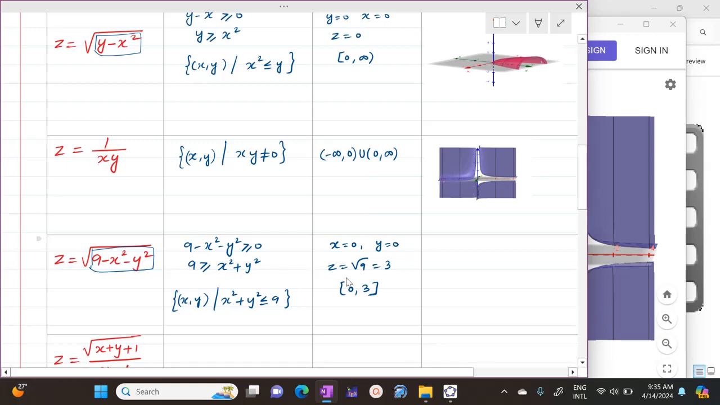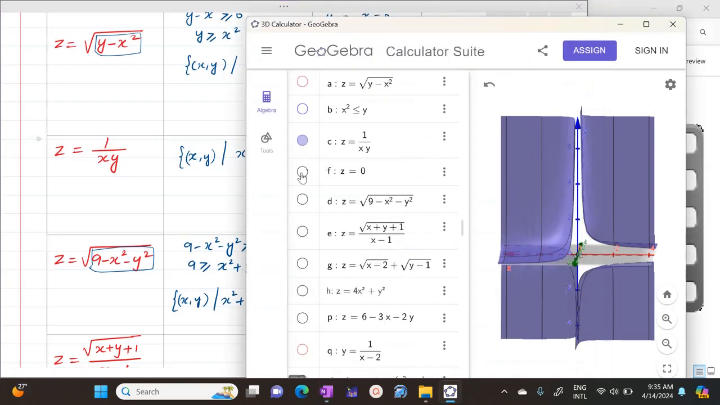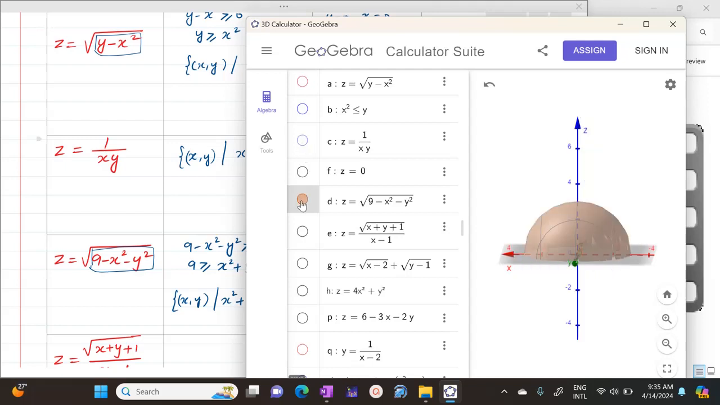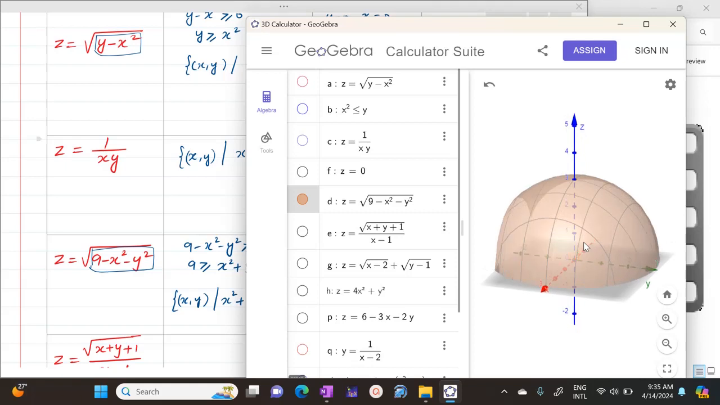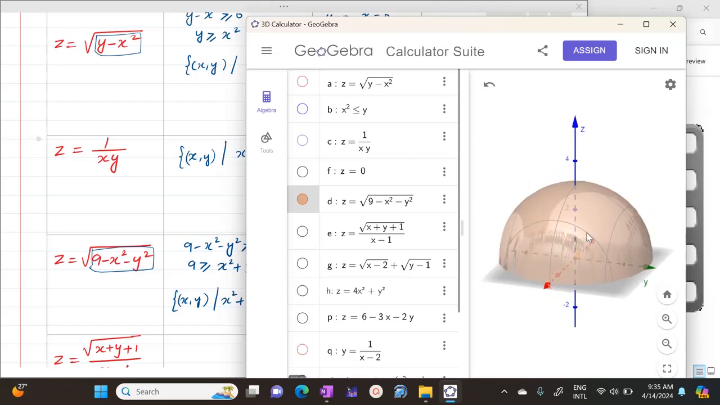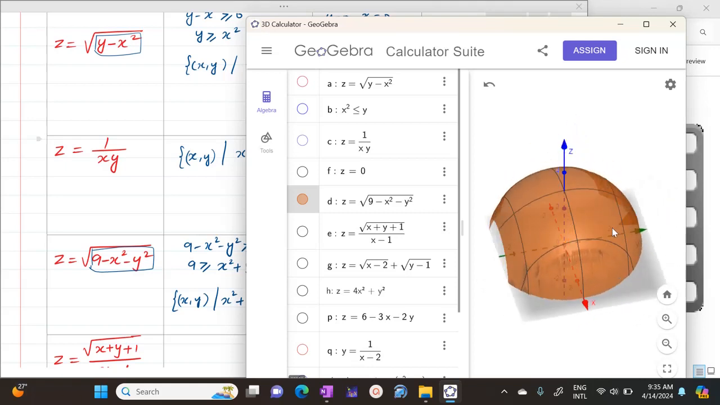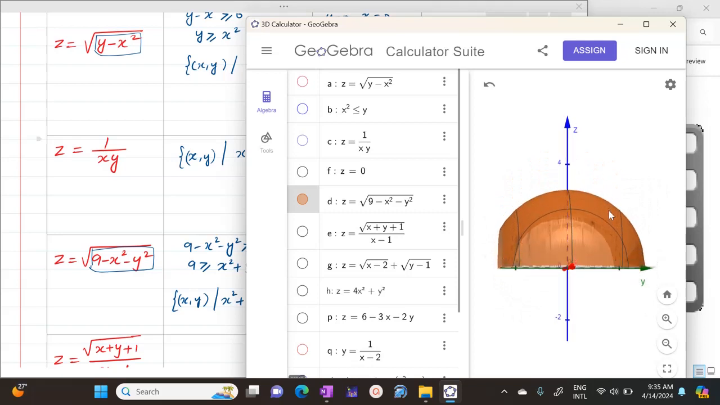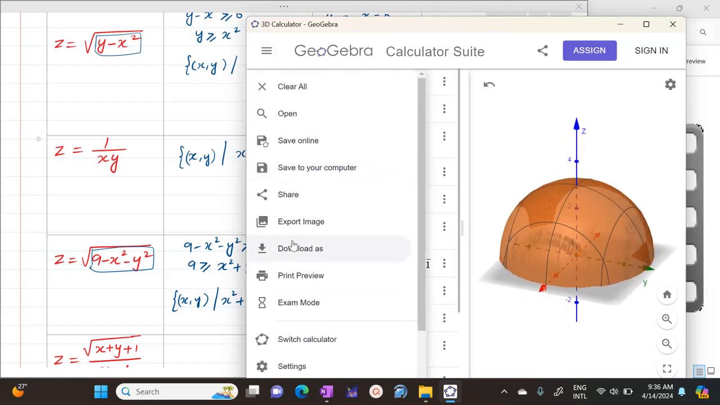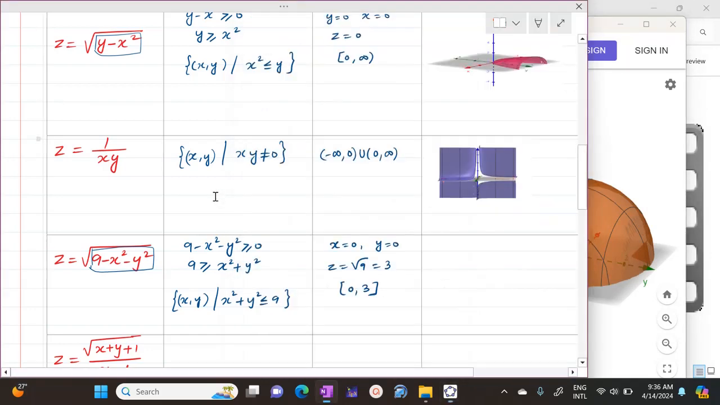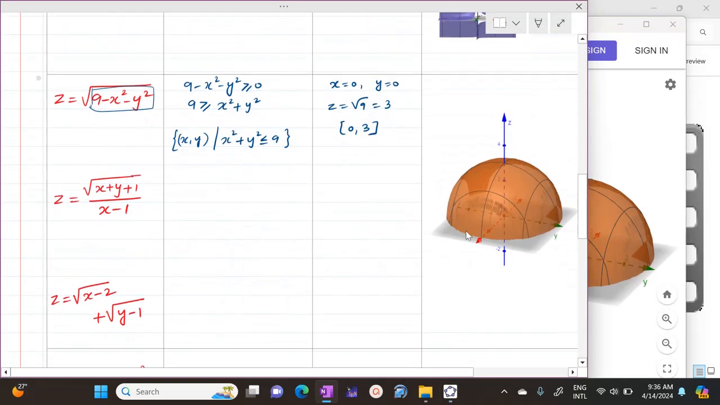Suppose we go through the graph of this one. Exactly at 3, it will stop. Copy, export, copy, and then here paste.